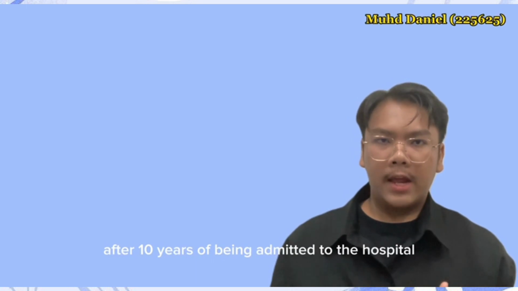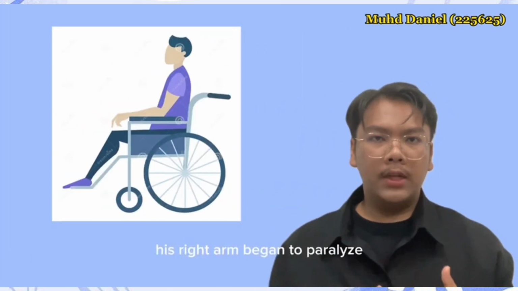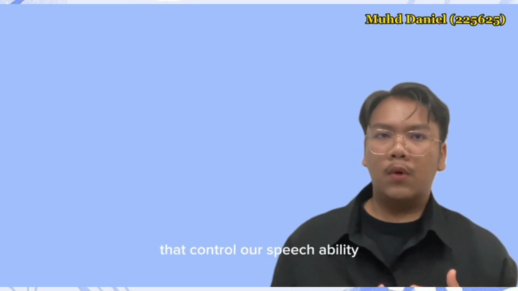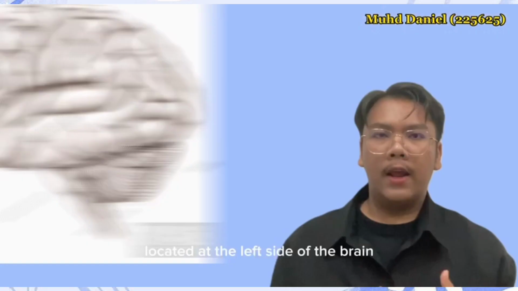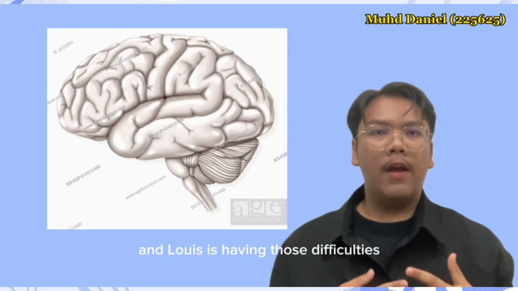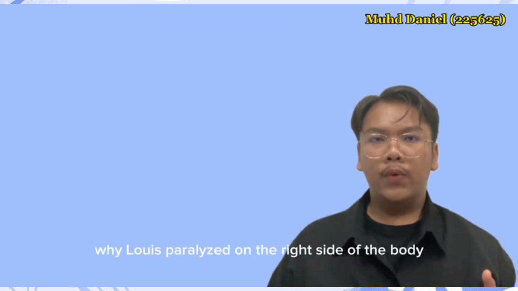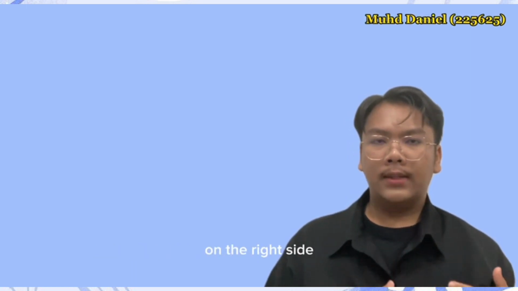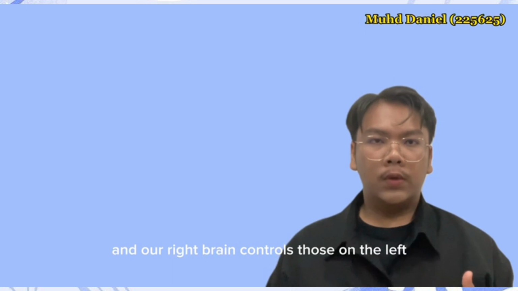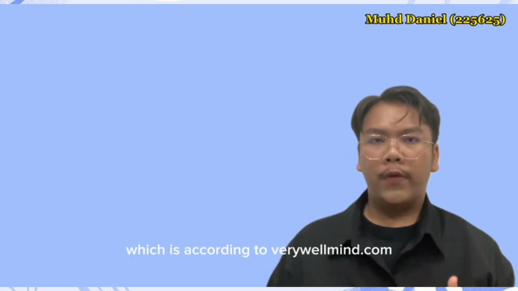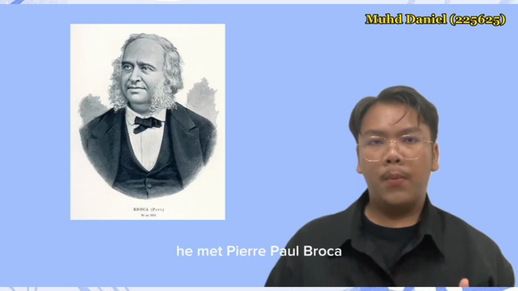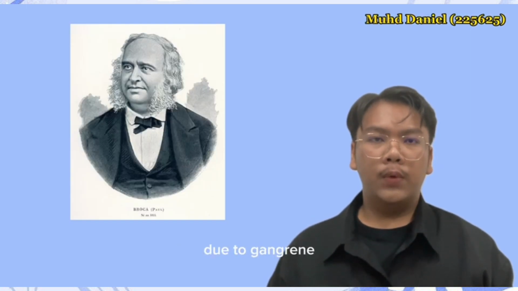After 10 years of being admitted to the hospital, his right arm began to paralyze, followed by his right leg. As we know, the area of the brain that controls our speech ability is located on the left side of the brain, and Louis was having those difficulties in terms of speech. Therefore, this is the reason why he was paralyzed on the right side of the body, since our left brain controls the muscles on the right side, and our right brain controls those on the left, which is according to verywellmind.com. In April 1861, he met Pierre Paul Broca for the first time for surgery due to gangrene.